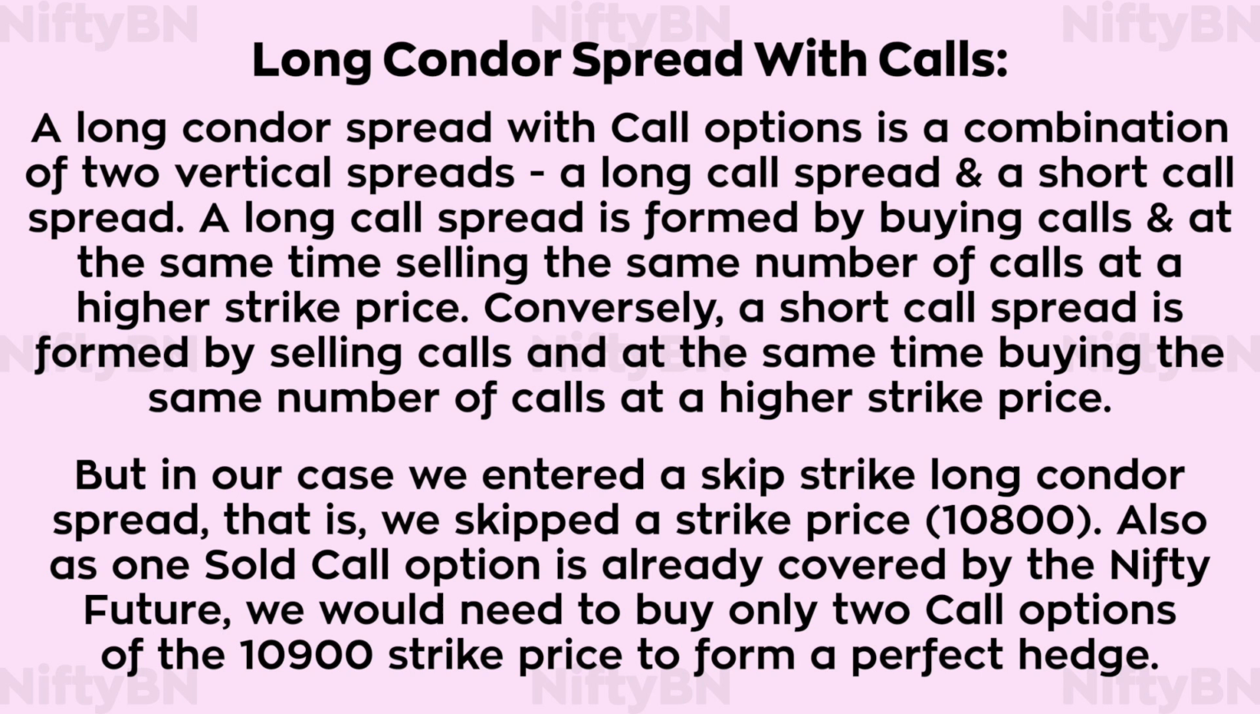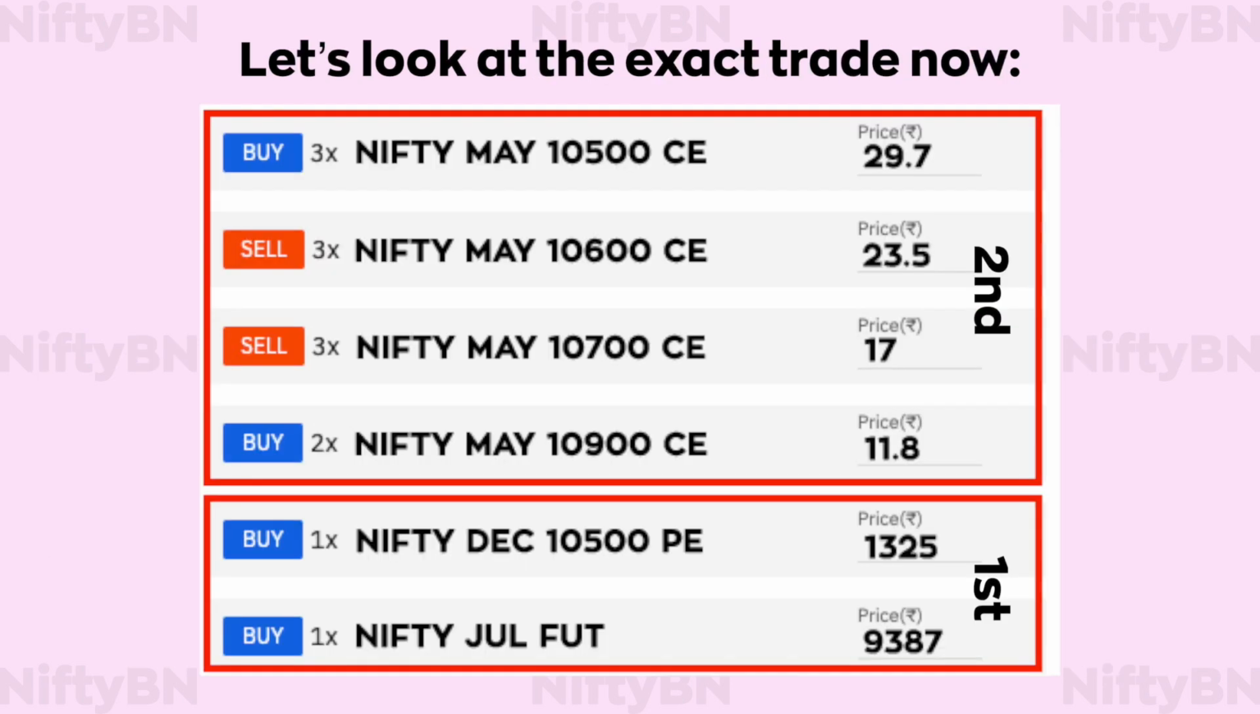But in our case, we entered a skip strike long condor spread. That is, we skipped a strike price 10,800. Also, as one sold call option is already covered by the Nifty future, we would need to buy only two call options of the 10,900 strike price to form a perfect hedge. Let's look at the exact trade now.